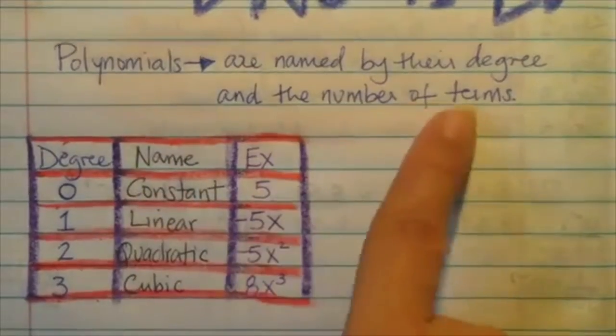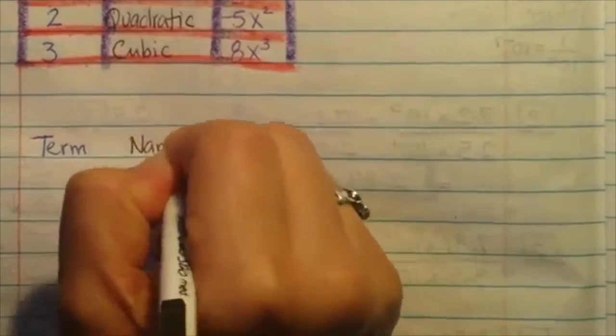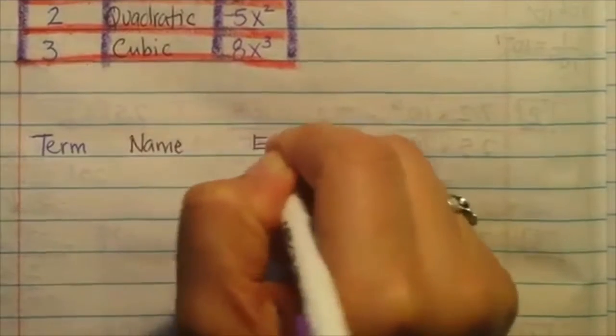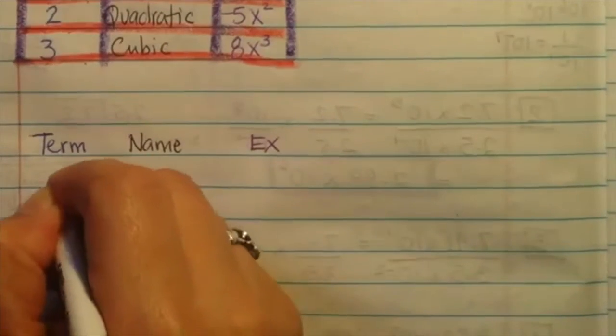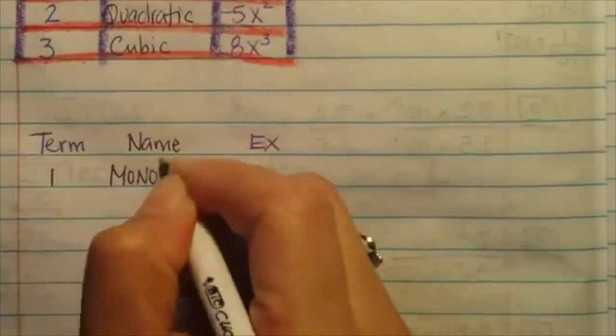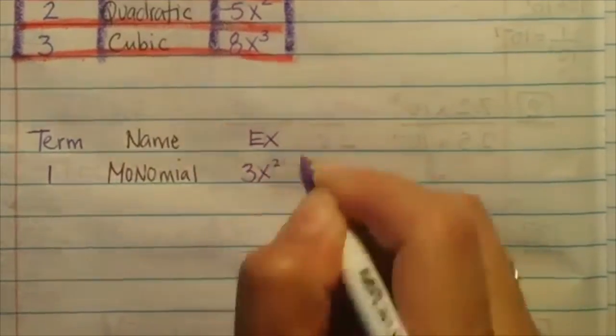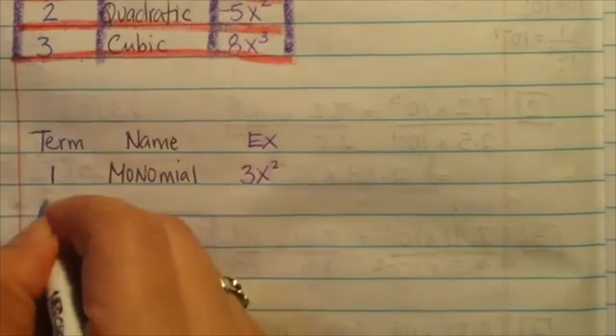Any color you want. So now we're going to look at terms since we looked at degrees. So a term is just like how many things are there. Okay, so a term, what it's called, and an example. So if it has 1 term, like how many of them are there? That's called a monomial. You see, mono, 1. So for example, 3x squared, it only has 1 thing in there.